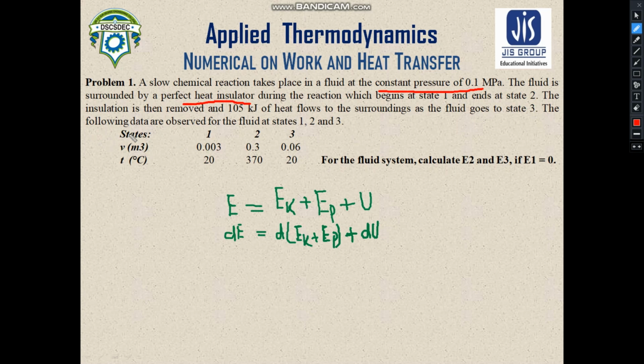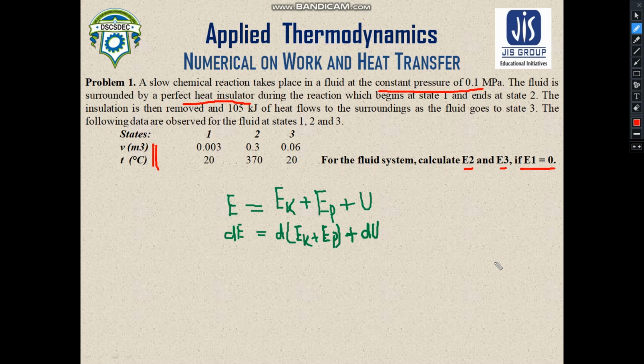The following data are observed for the fluid at states 1, 2 and 3. So this is your data. The volume and the temperature are given here. Now you need to calculate E2 and E3 if E1 is 0.